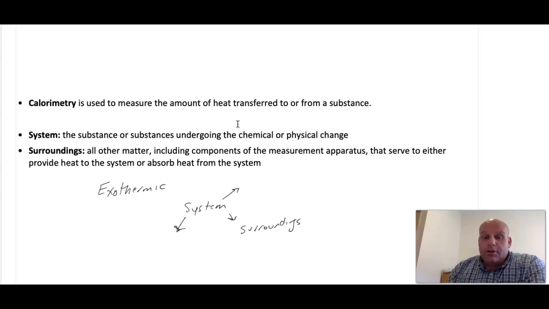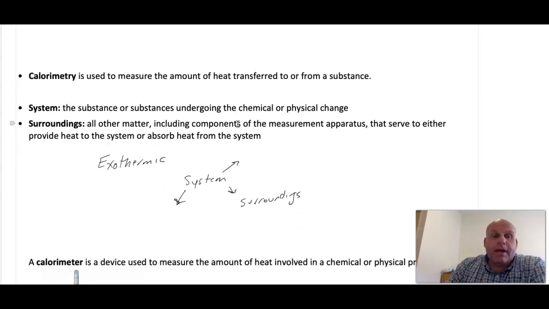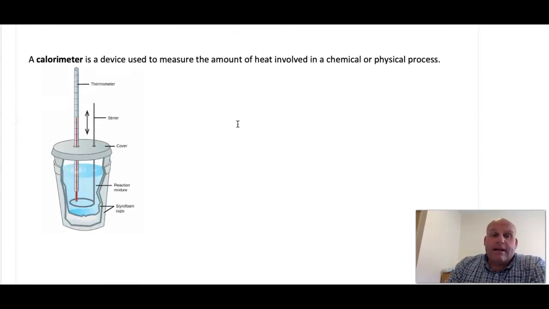And in an endothermic situation, it would be exactly the opposite. The system would be absorbing heat. Where does it absorb it from? The surroundings. Okay, so this is a look at a very basic, what would be referred to as a coffee cup calorimeter. This would be something that we could set up pretty easily in a general chemistry lab.